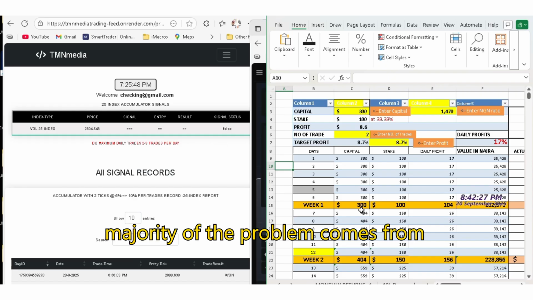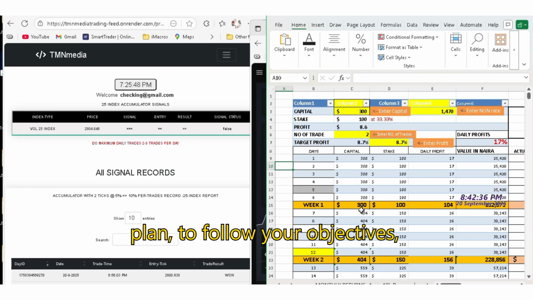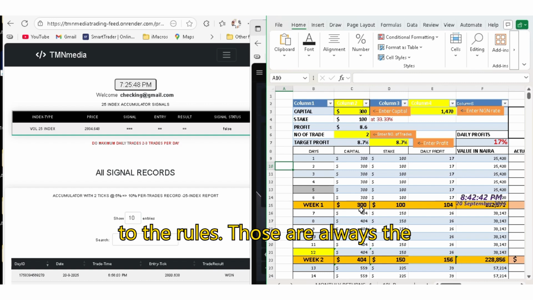Now, there are processes you must follow to make sure you are actually doing exactly as you said: things you are supposed to follow, rules and instructions for your signal, for you to have the right result. They are all there. The majority of the problem comes from inability to follow those rules, to follow the set down plan, your objectives, your targets, and to stick to the rules. Those are always the problem.